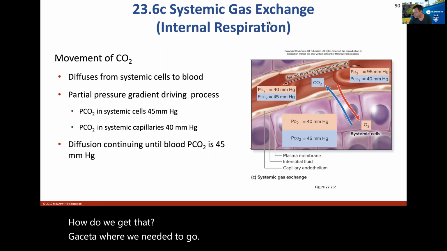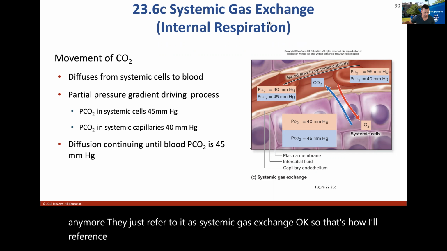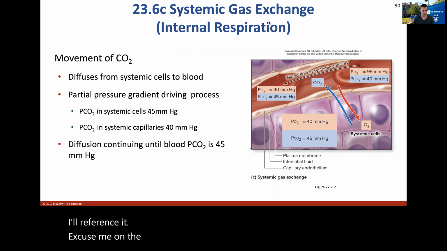Well, with this, we are talking about internal respiration, which is something that they don't call it anymore. They just refer to it as systemic gas exchange, okay? So that's how I'll reference it on the exam, systemic gas exchange.